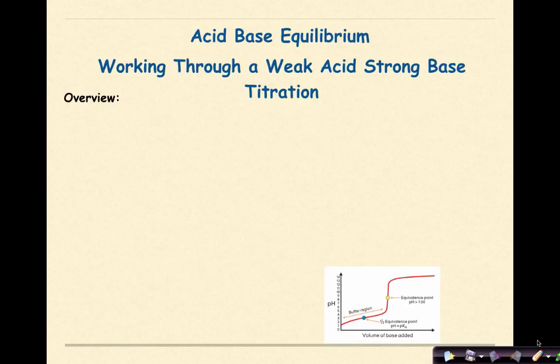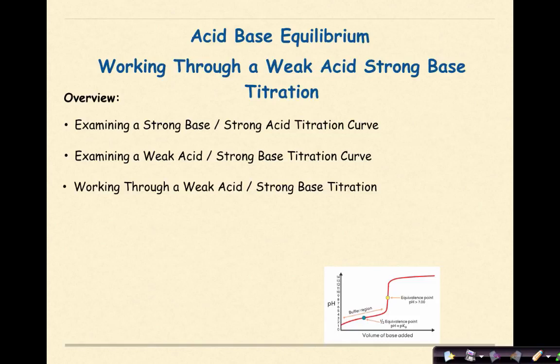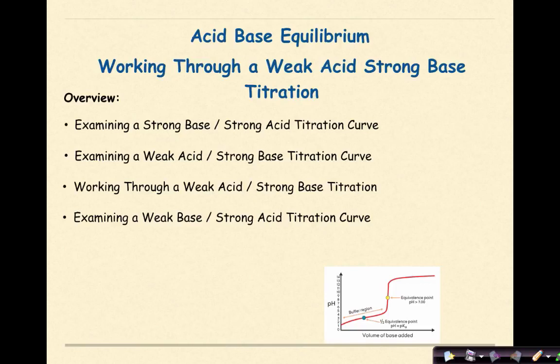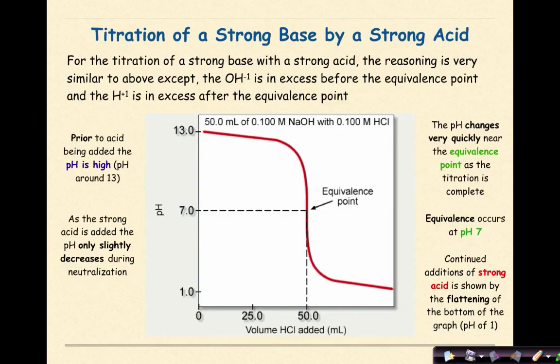Today we're going to be talking about working through a weak acid, strong base titration. Specifically, we're going to look at examining a strong base, strong acid titration curve, examining a weak acid, strong base titration curve, working through a weak acid, strong base titration, examining a weak base, strong acid titration curve, examining a weak diprotic acid strong base titration curve, and then finally talking a little bit about how to choose the correct indicator.